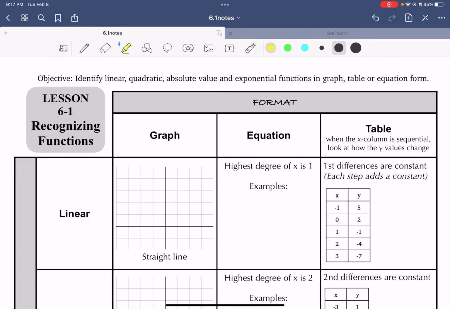All right, hey guys. So we are moving on to Unit 6, and to start off for Unit 6, we are going to be talking about recognizing different types of functions. And so our objective for this lesson is to identify linear, quadratic, absolute value, and exponential functions, whether they're in graph form, table form, or equation form.